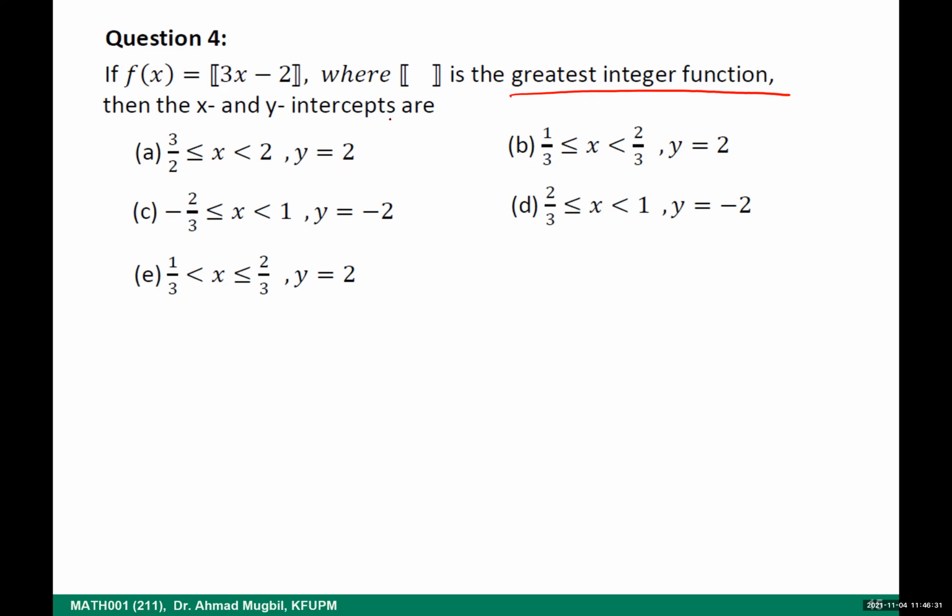The y-intercept is easy. What will you do? You will get x equals to what? To 0. So what will it be? The greatest integer of negative 2 will be what? Negative 2. Here it is.